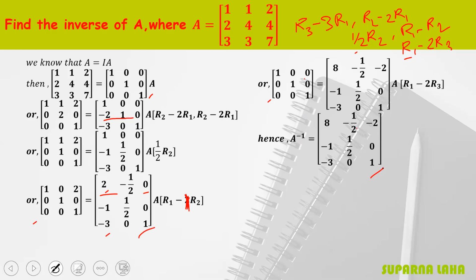Now I hope the process is clear. So here are some properties of the inverse. First is, an invertible matrix has a unique inverse. So if an inverse exists, it will be unique. Like we learned about the inverse function, if there exists an inverse function, then that will be unique. Same here, if a matrix is invertible, we will find a unique inverse matrix.